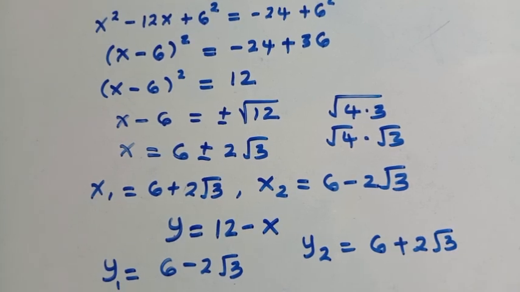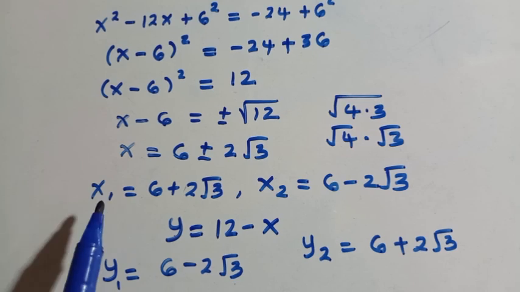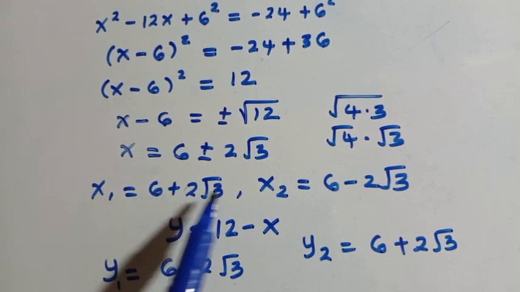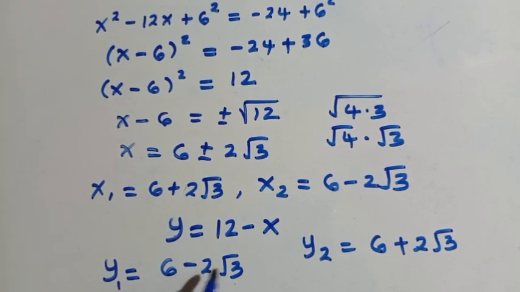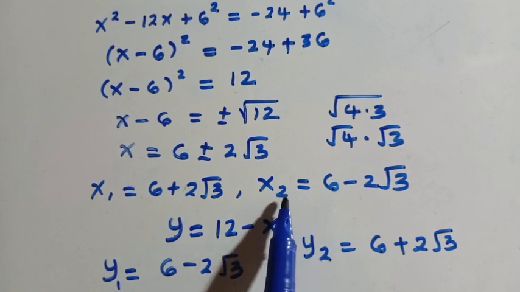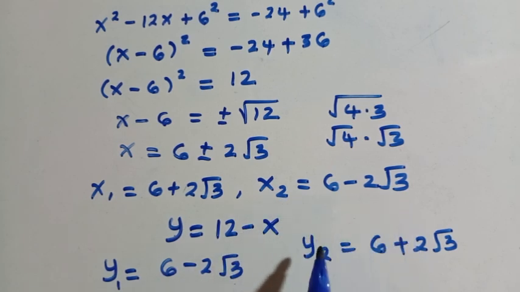We have gotten the two solutions here. When we have x1 as 6 plus 2 root 3, we have y1 as 6 minus 2 root 3. And when we have x2 as 6 minus 2 root 3, we have y2 as 6 plus 2 root 3. Here are the solutions, and we are going to verify if they satisfy the given problem. Let's see how we can verify.